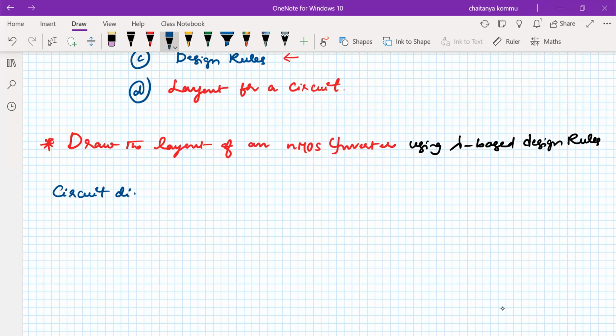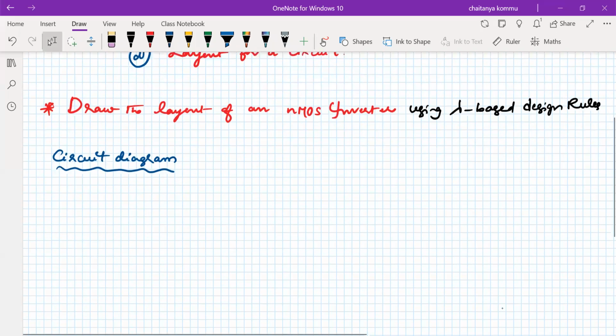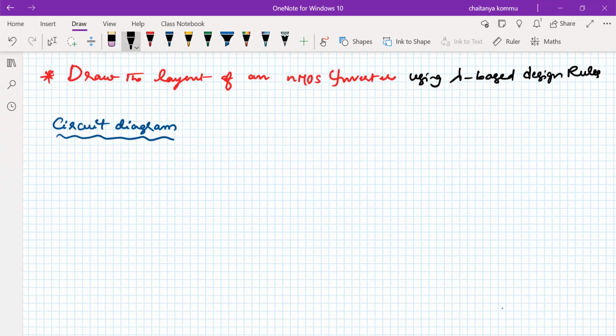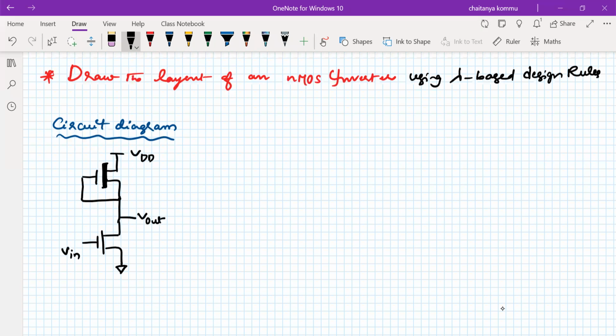Circuit diagram. So we know very well about the circuit diagram. Quickly I can draw. Here I should consider a depletion type mode transistor, right? This is connected here. And we have to take an nMOS transistor, an enhancement nMOS transistor. This is connected to ground. This is connected to VDD. And Vin is here, I should apply. And we want to get the output V out here. Okay. Now, what is the stick diagram for this?